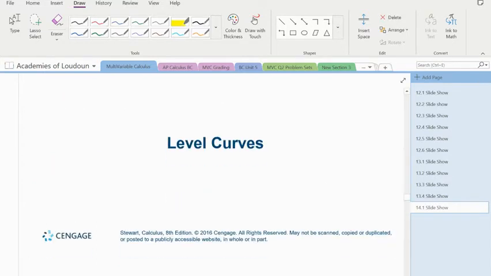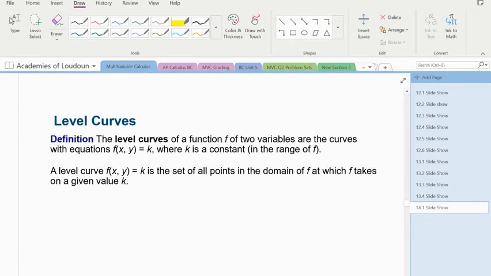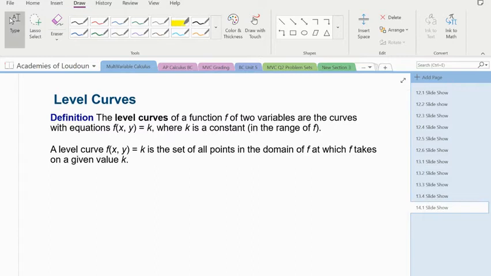So far, we have two methods for visualizing functions: arrow diagrams and graphs. A third method borrowed from map makers is a contour map on which points of constant elevation are joined to form contour curves, or level curves. And that gives rise to this definition. The level curves of a function f of two variables are the curves with equations f of x, y equals k, where k is a constant in the range of f. Therefore, the level curve f of x, y equals k is the set of all points in the domain of f at which f takes on a given value of k. In other words, it shows where the graph of f has a height of k.